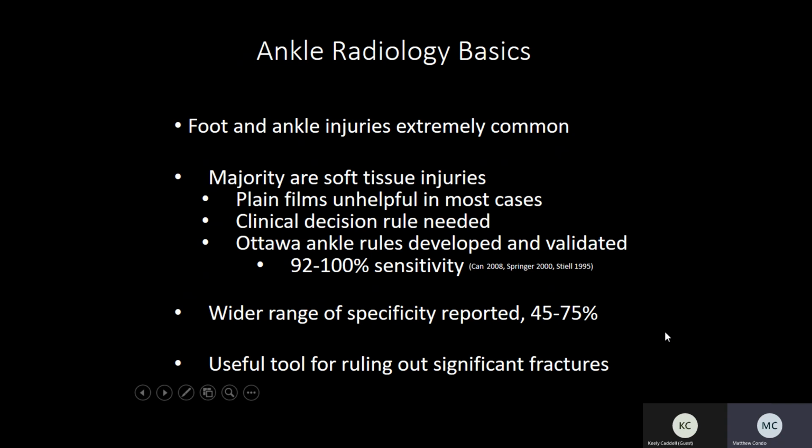We're going to have a whole other set of Ottawa ankle rules in addition to all the other Pittsburgh and Ottawa and Canadian rules we've had. And there's a wide range of specificity reported with those rules. Okay, that's really important to remember because just because my patient falls into that Ottawa category or does not fall in the Ottawa category does not mean I have pathology. But the Ottawa rules can be useful when I'm ruling out a very significant fracture.